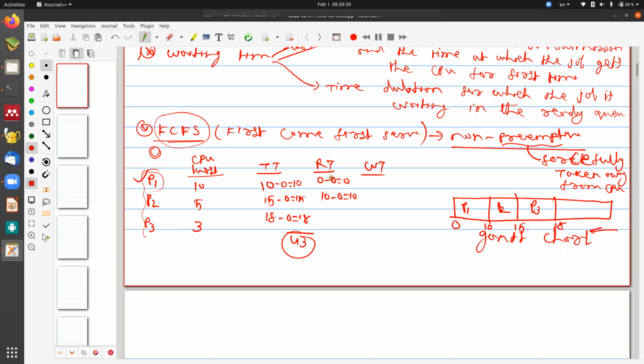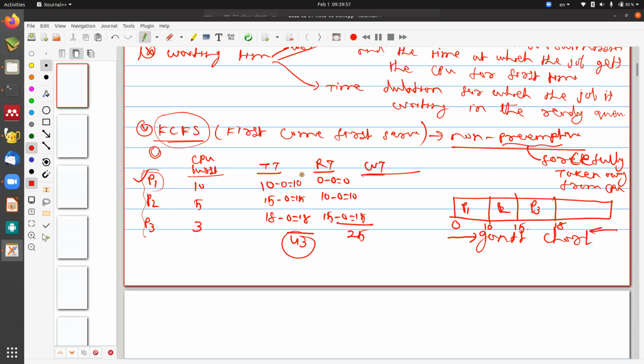And how to see the response time? The response time you have to check on this side. P3 started at 15. So 15 minus 0 becomes 15. So the total comes to 25. Then what is the waiting time? Just see at this point. At this point, how quickly can you calculate the waiting time?